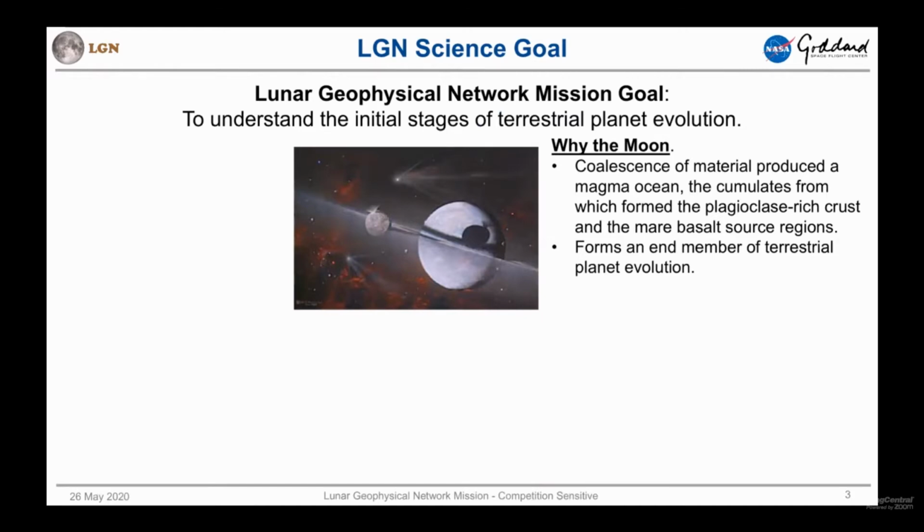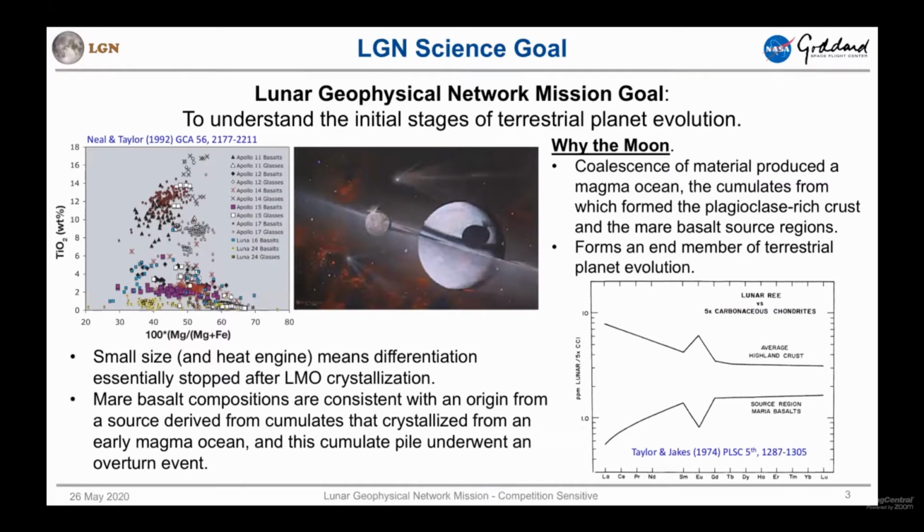And the moon's history, and some of the tests through this mission, is when the moon formed through a giant impact, coalescence of material formed a magma ocean. And we had the cumulates that formed the crust, those that floated, and of course those that sank formed the Mare basalt source region. And we believe that the moon is the end member of this terrestrial evolution, because the primary evolution is recorded here, is frozen in time. That's because the small size of the moon, and therefore its heat engine, means differentiation essentially stopped after lunar magma ocean crystallization. And Mare basalt compositions that we've analyzed so far tend to be consistent with an origin from a source derived from cumulates from that magma ocean.